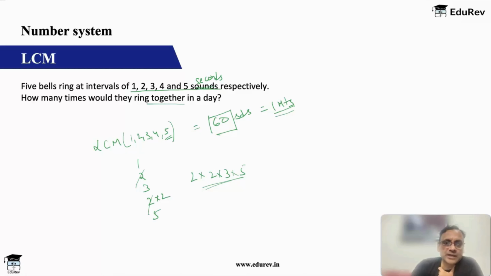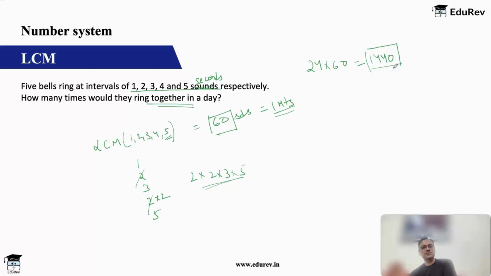So how many times would they ring together in a day? A day has how many hours? 24 hours into 60 minutes. That means 1440 minutes. So they are going to ring together 1440 times in a day. That would be your answer for this question. I hope we are clear.